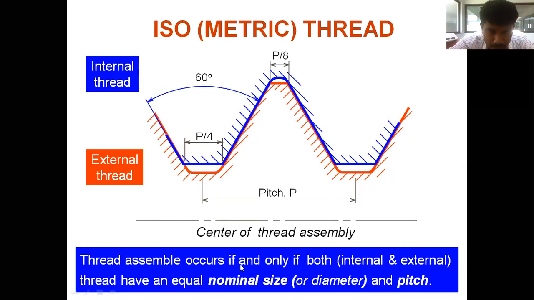Thread assembly occurs if and only if both the internal and external threads have an equal nominal size. Equal nominal diameter and pitch. If both have the same pitch and the same nominal diameter, then only they are going to assemble, otherwise they are not going to assemble. It's very important.